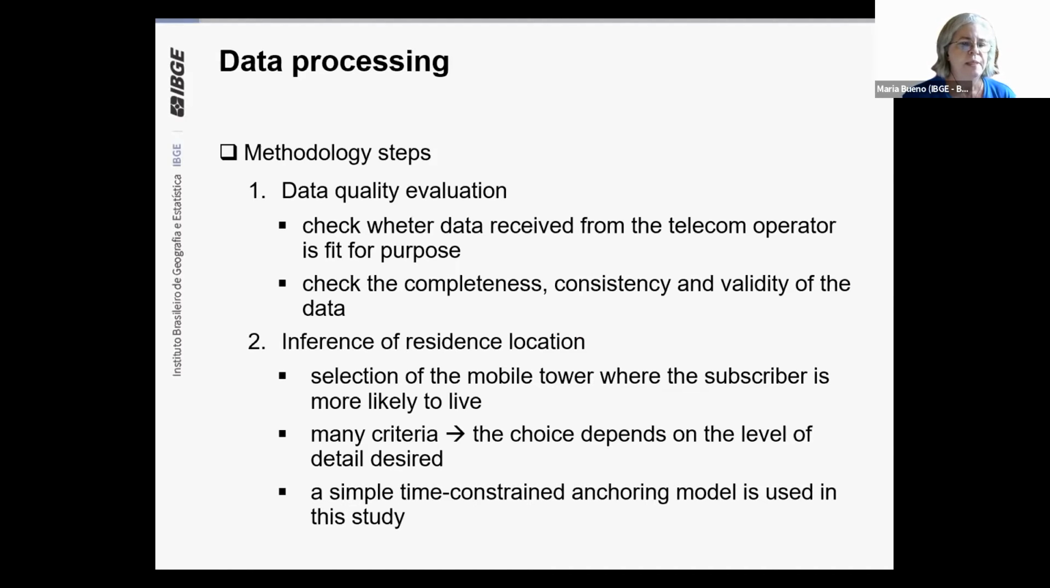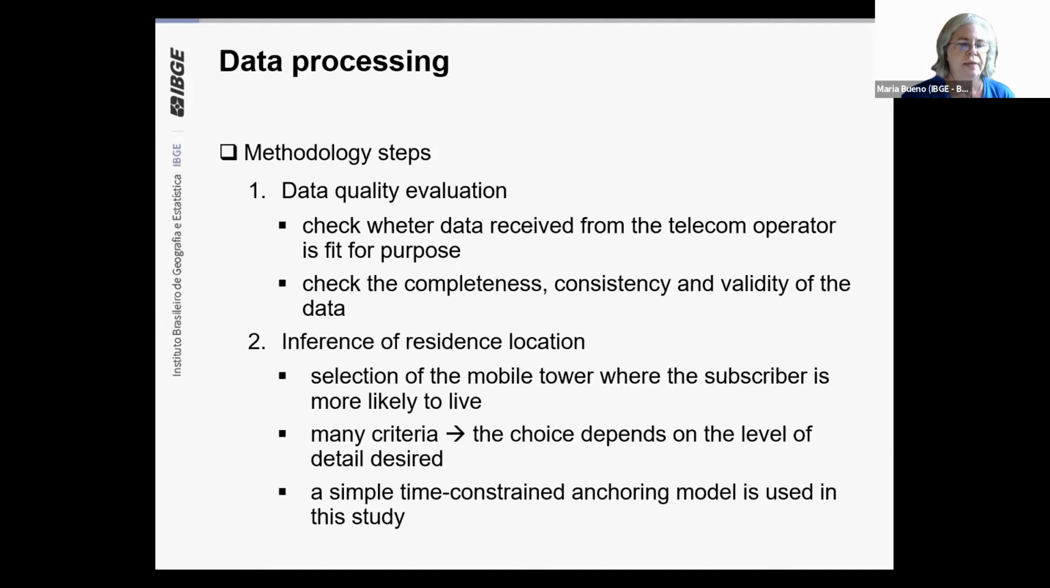For this study, we decided to adopt the simplest criterion, which is a time-constrained one. So the subscriber was considered to be at home if there were events at 3 specific times: midnight to 5 a.m., 5 to 8 p.m., and 9 p.m. to midnight on weekdays. And the third step is the calculation of the indicators themselves.